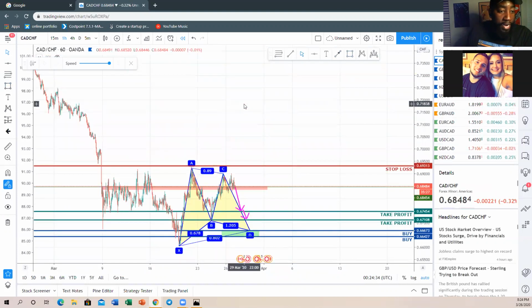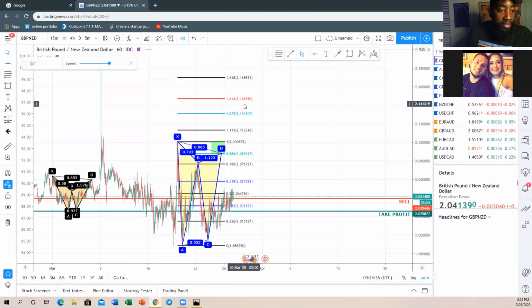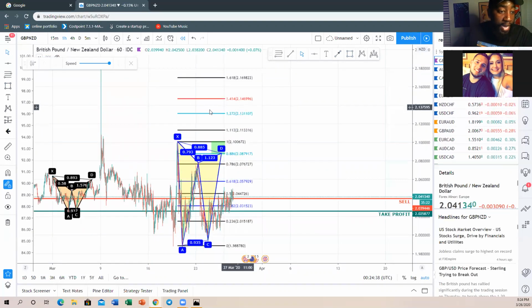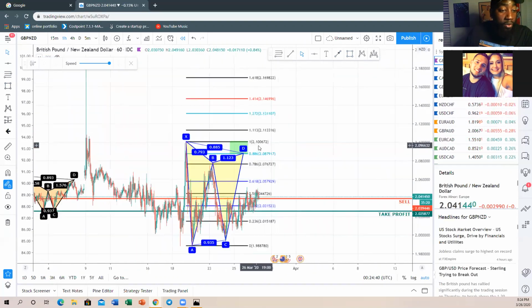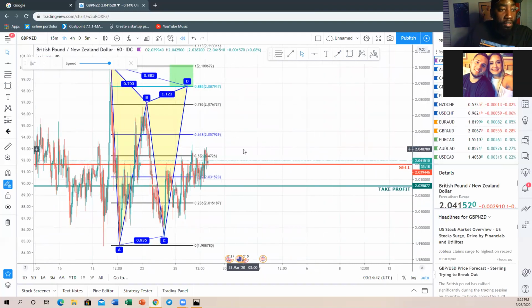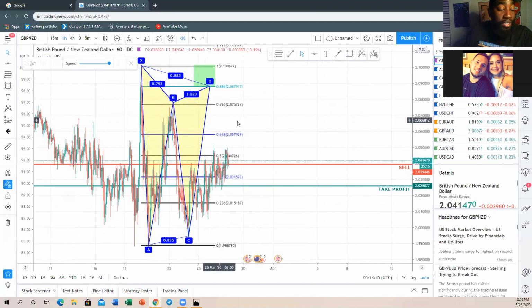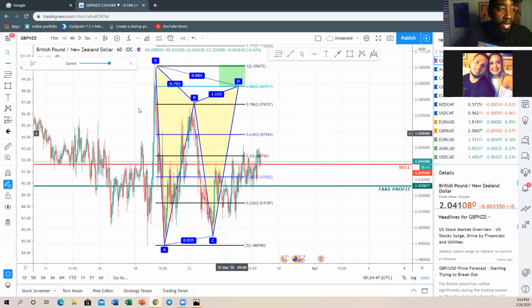Trying to cover ones that I didn't obviously cover. This one is taking its time getting up there. Oh boy. For example, I was talking about the Gartley. This Gartley went past 786, but it only wicked it. It didn't close past it.